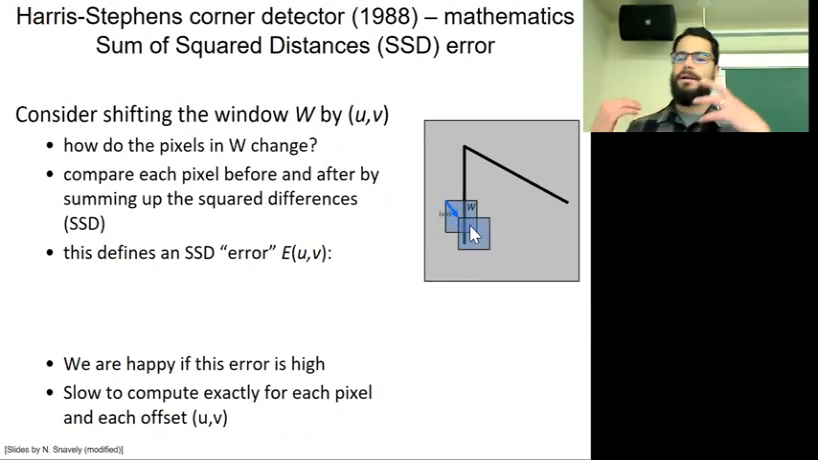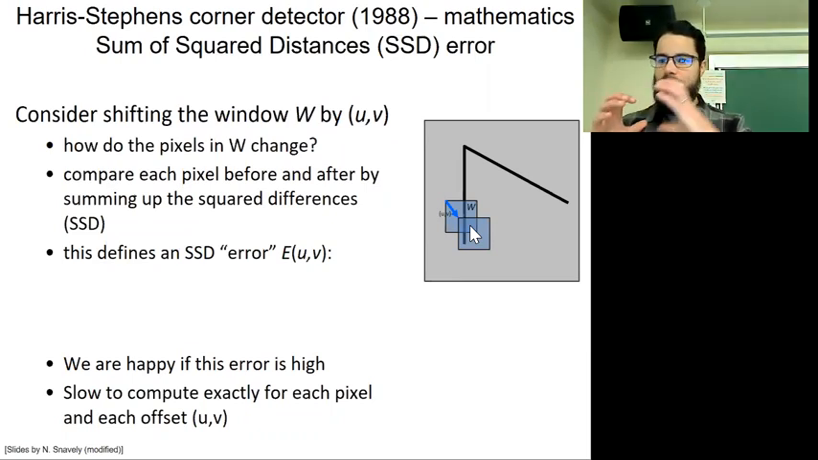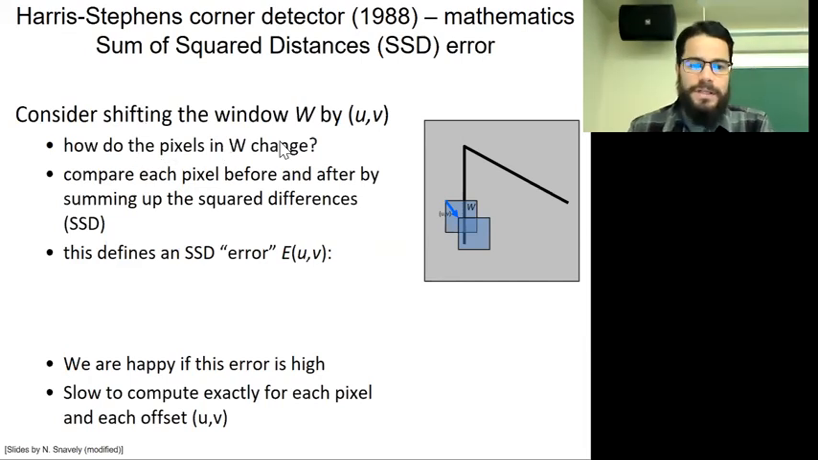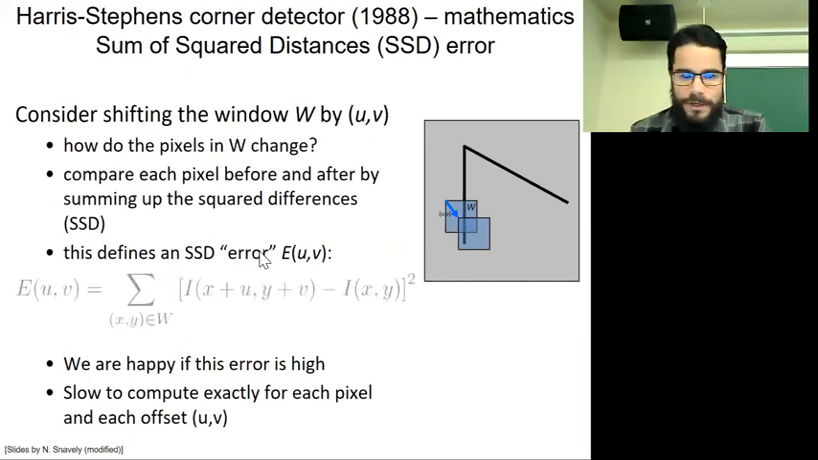As we said, if we are in an edge, we are only going to see displacement based on one of the axes. And if we are in a corner, any shift is going to generate displacement, okay? How do pixels in W change? Compare each pixel before and after by summing up the square differences, the sum of square differences, SSD. The definition of SSD error is the following.